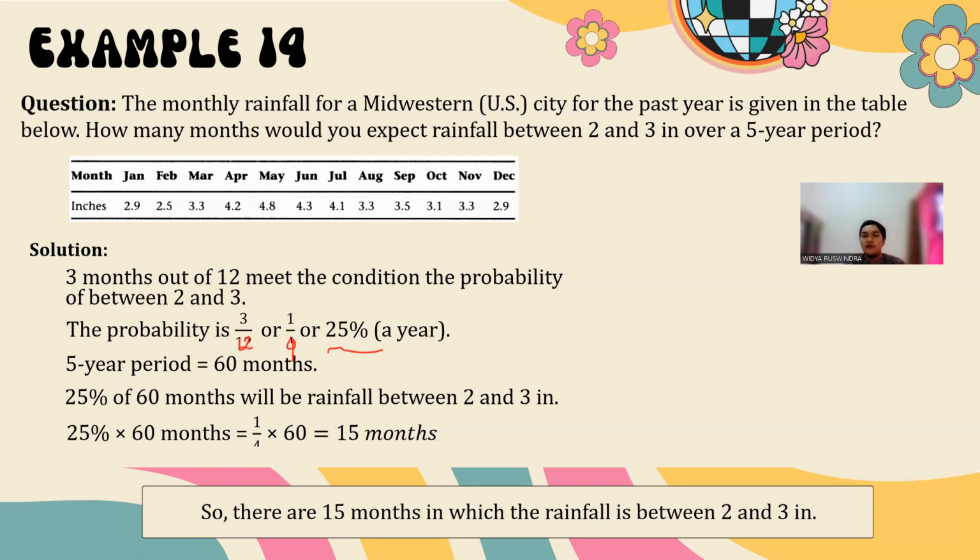So we want to know about a 5-year period. 5 years is equal to 60 months, from 12 times 5. So in the 5-year period, we have 60 months. So 25% of 60 months will have rainfall between 2 and 3 inches. So 25% times 60 months is equal to 1 over 4 times 60 months, which is equal to 15 months. So there are 15 months in which the rainfall is between 2 and 3 inches. So the conclusion, the answer is 15 months.